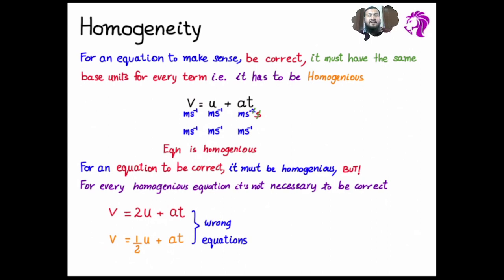So homo means same. For an equation to be homogeneous, it's necessary that each and every term in the equation has the same base units. And definitely if an equation is correct, it's necessary that it is homogeneous. But if you work out an equation to be homogeneous, it's not always necessary that it would be correct as well.